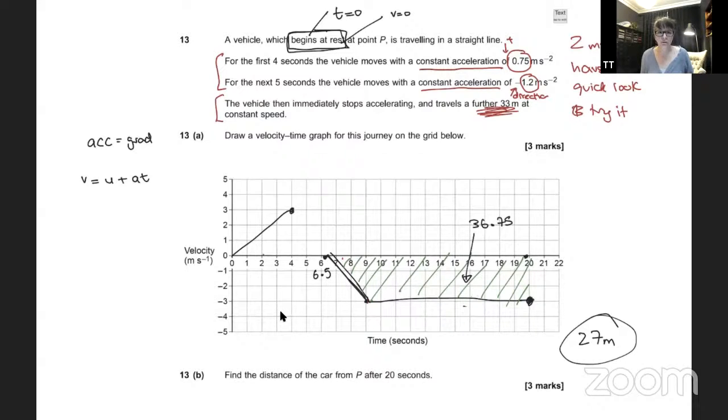Right. For the first 4 seconds, the vehicle moves with a gradient of 0.75. For the next 5 seconds, it moves with a gradient of 1.2. So the gradient of this line is minus 1.2. We want to find out the time that it takes to go from a speed of 3 to a speed of 0.